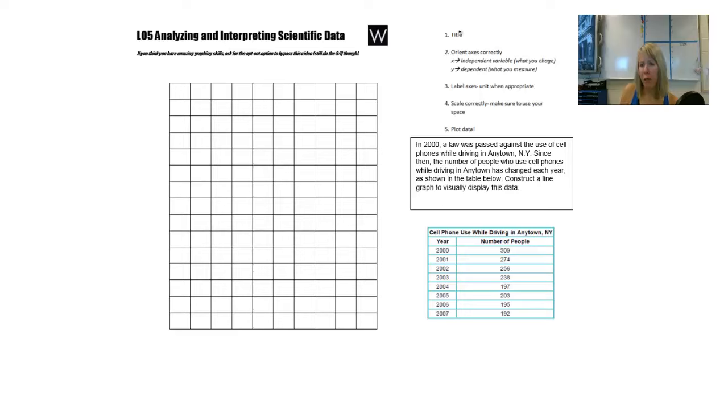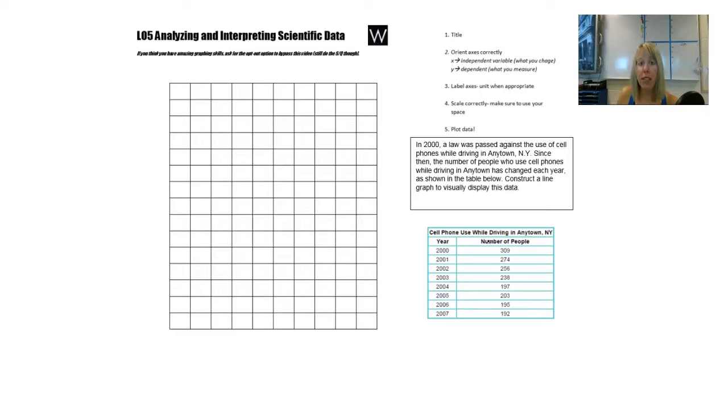So, my first step for making a graph is always to give a title that if somebody were to pick it up, they'd know exactly what the graph is about. It's a quick way to understand what's going on. So I'm going to look at my data table over here and see what my data is about. Well, it's the year and the number of people using their cell phones while driving.